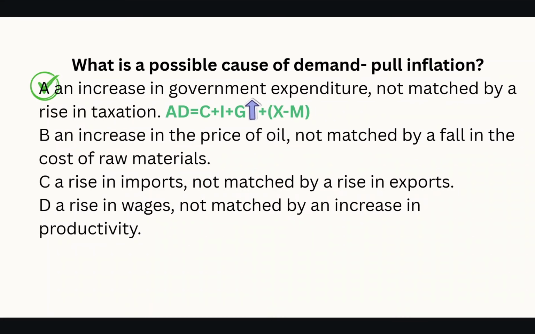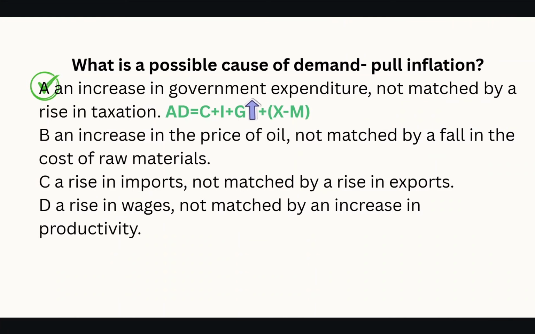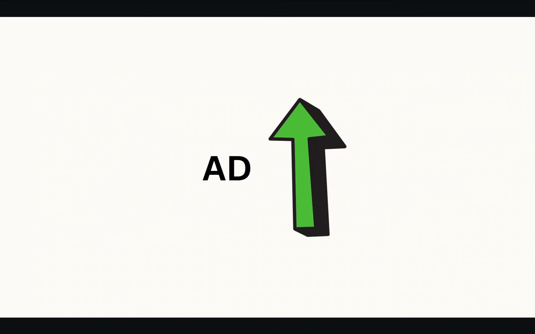A, an increase in government expenditure not matched by a rise in taxation will cause G, my government expenditure, to increase. Remember, if any of the components C, I, G, or X increases, it can cause aggregate demand to increase. Let's look at B and why it's incorrect. An increase in the price of oil not matched by a fall in the cost of raw materials. This will affect AS. Demand pull inflation is when aggregate demand exceeds aggregate supply. We're looking at a situation where aggregate demand is increasing.